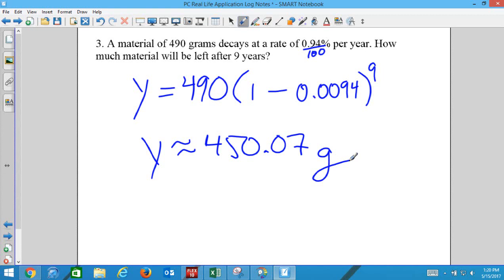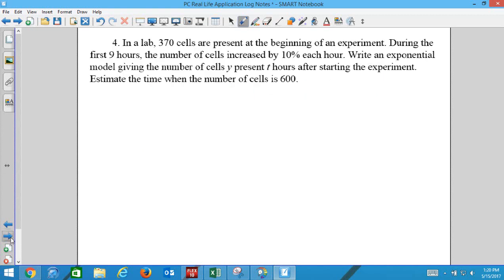Oh yeah, it didn't really say what to round to, but we're doing hundredths unless it says otherwise.